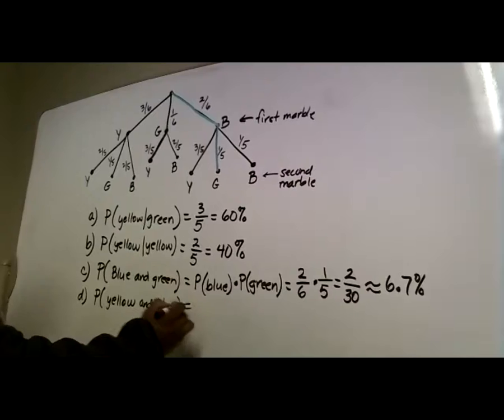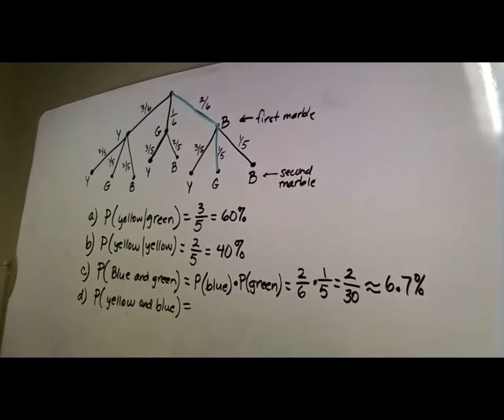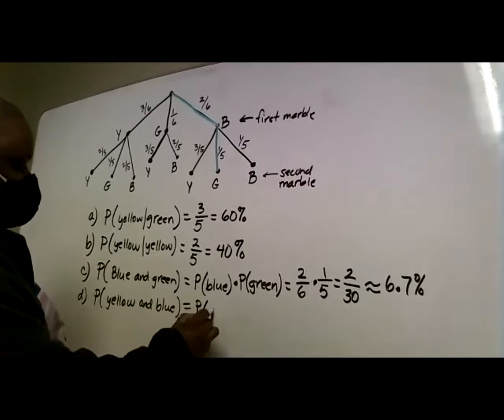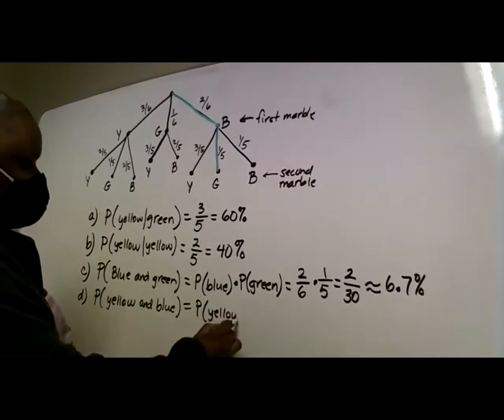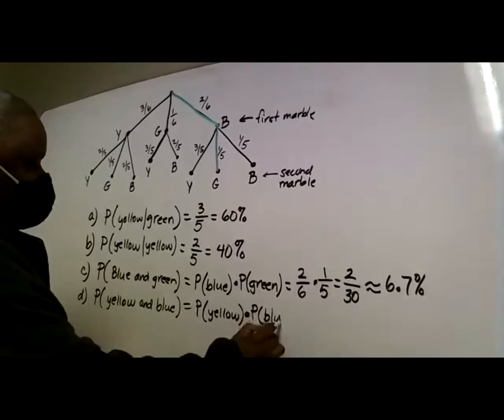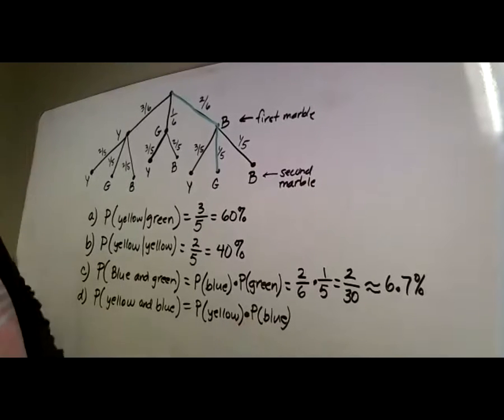So part D is like part C. Got the word "and" in it. So that means we need to multiply those two. The probability of getting a yellow times the probability of a blue marble. So the first marble has to be yellow and the second has to be blue.